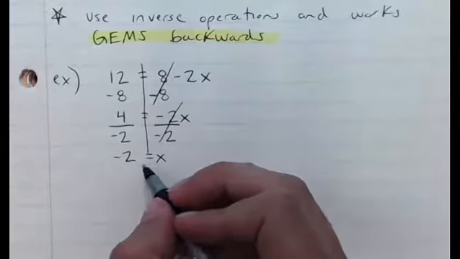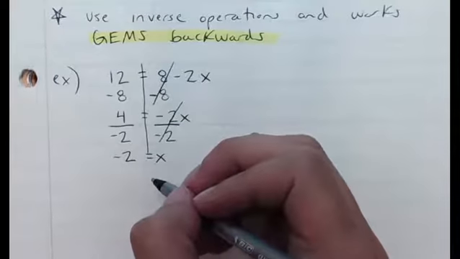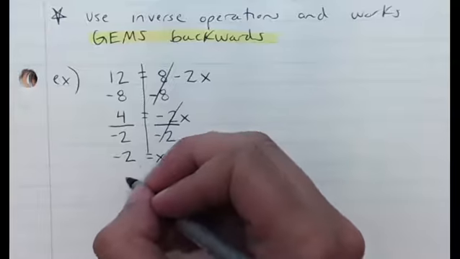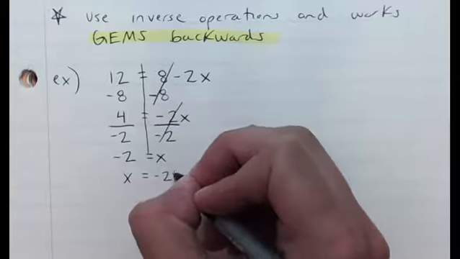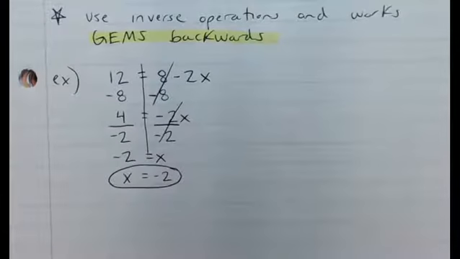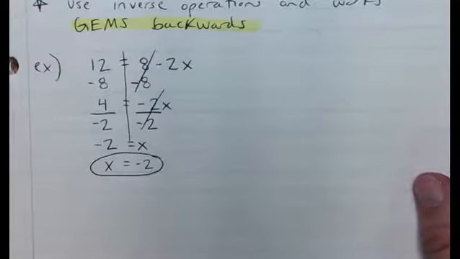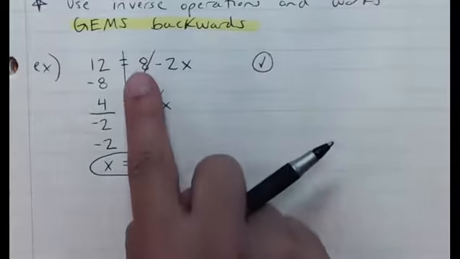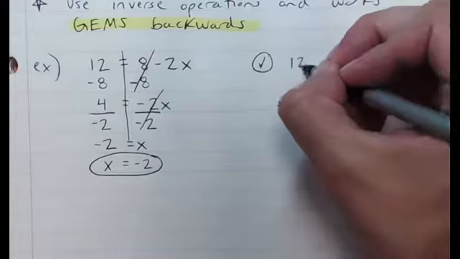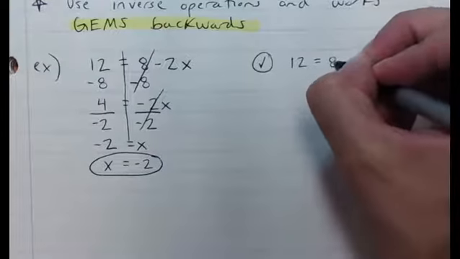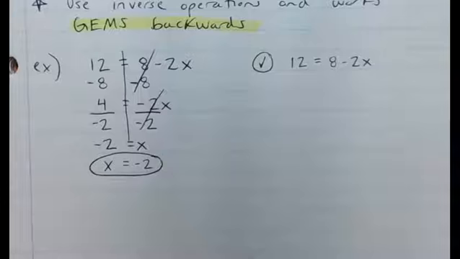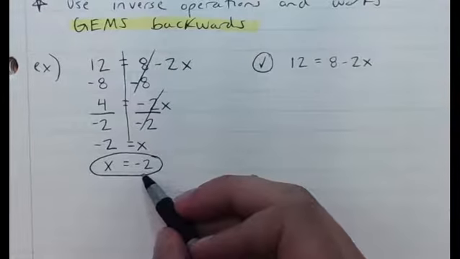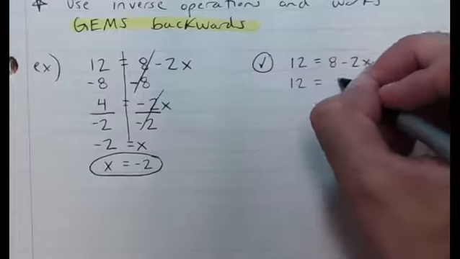The only issue with this right here, because that technically is my answer, however, I need to make sure my variable is always on the left side. So x is equal to negative 2. Now it's official. Okay, remember variables are always, always, always on the left side. And again, we can check this by plugging our answer back into the original equation. So here's the original equation. 12 is equal to 8 minus 2x. Wherever there's an x, I'm going to plug in negative 2 with my parentheses.